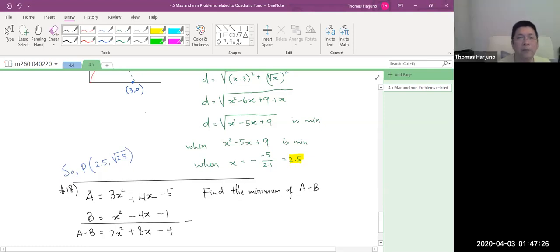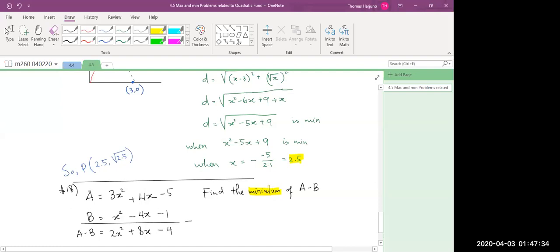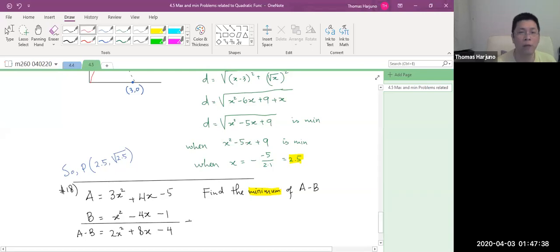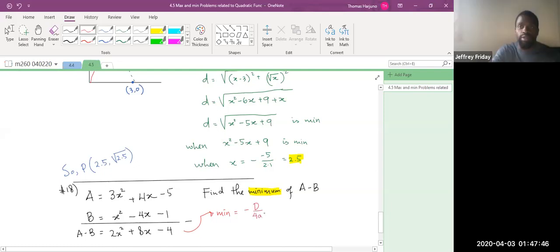Now then, when they say find the minimum of this, do they want the x value or the y value? The y value, I think. They want the y value. That's right, they want the y value. So the minimum is therefore equal to negative d over 4a. Can you compute that?